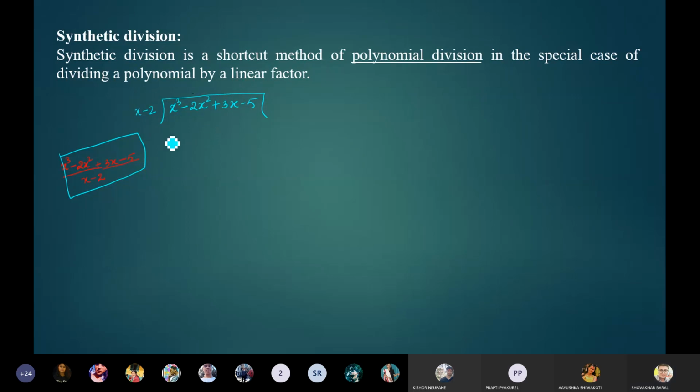So see here, this x minus 2 divides this whole polynomial. At first, to divide this x cube, when you divide x cube by x, x square will remain here. So x square will be here in the quotient. x times x square is x cube. Now multiply this by minus 2. Minus 2 times x square is minus 2x square.